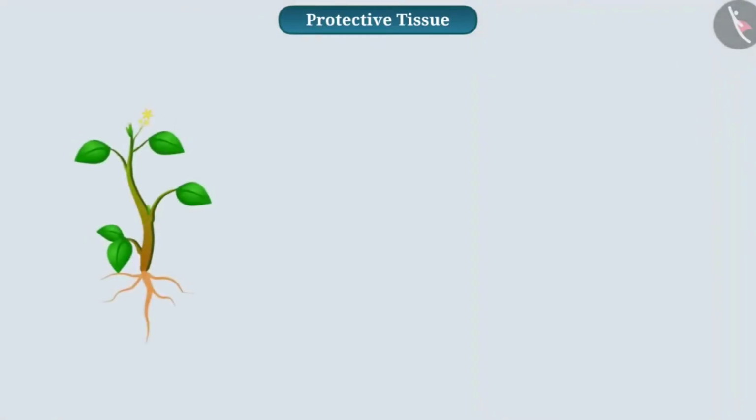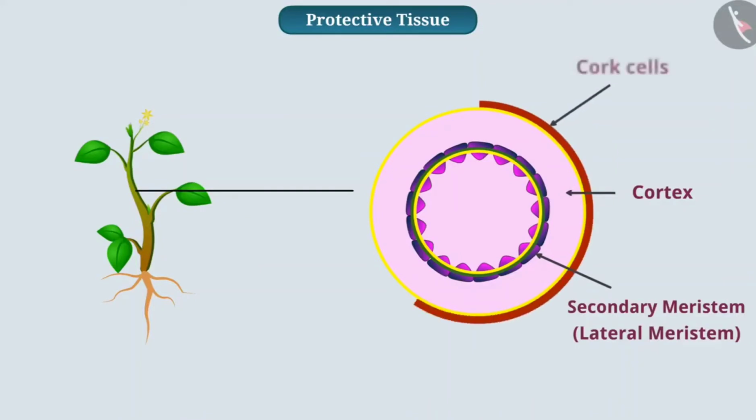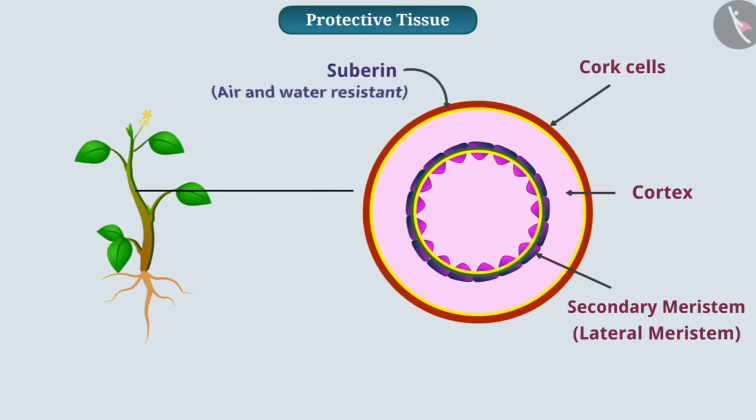The aging of a plant changes its external protective tissue. For example, a layer of secondary meristem, that is, lateral meristem, is present in the cortex of the stem, which forms the layer of cork cells. These cells are dead and do not have intercellular space between them, and their cell wall contains a chemical substance, suberin, that makes plants air and water resistant.